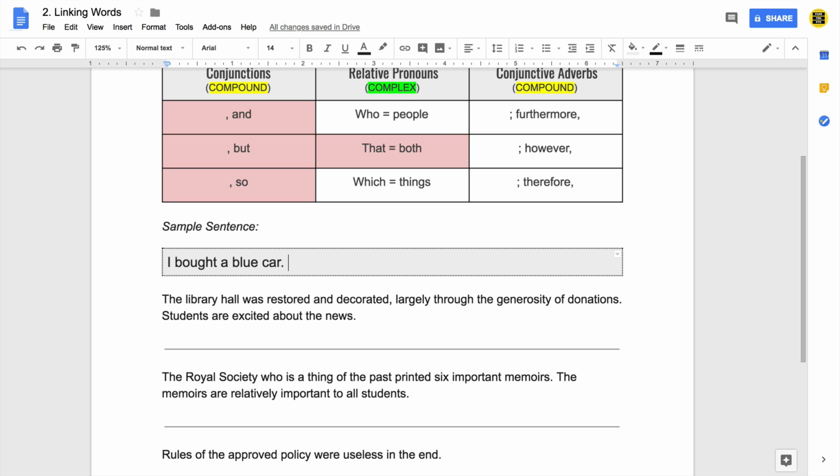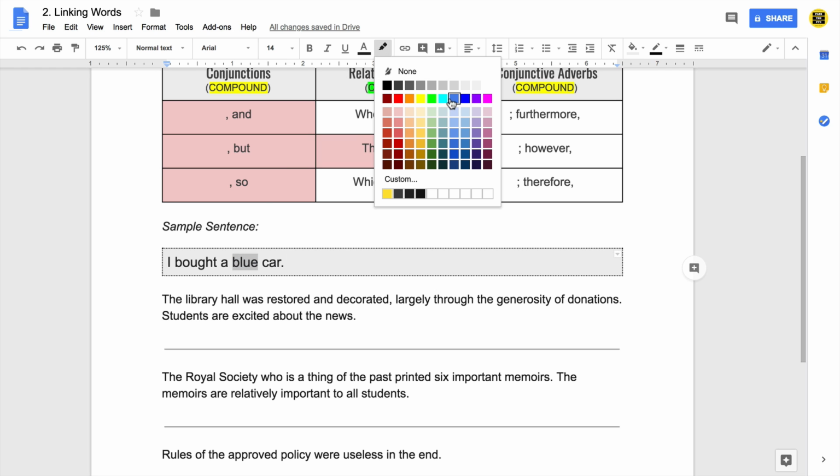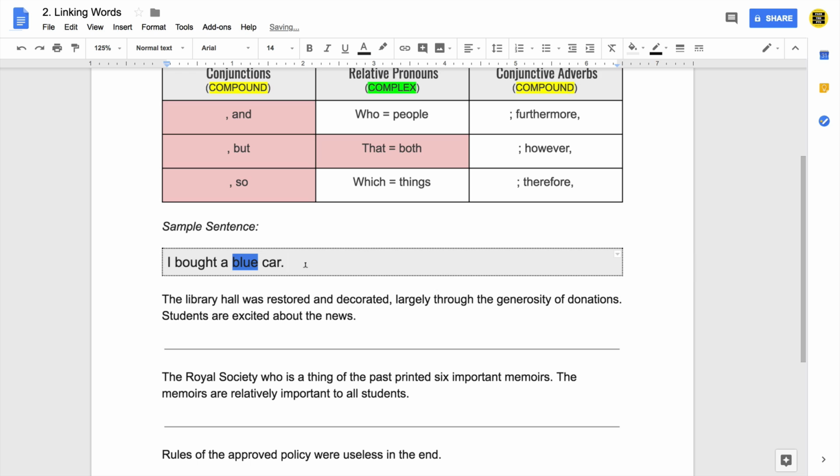I have a sentence here that says I bought a blue car, right? So remember, blue would be the adjective. Blue is an adjective that describes our noun, which is car. So we want to use the relative pronoun in a similar way. We will make it into a sentence and we will describe a noun.